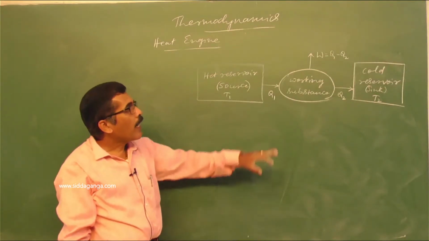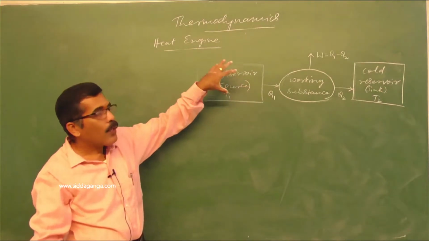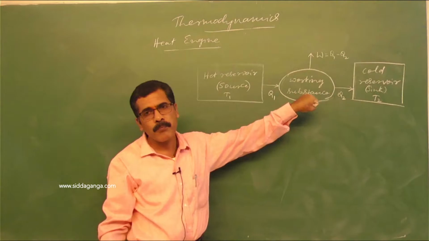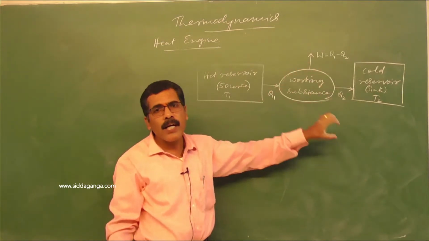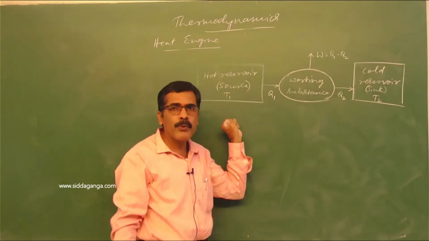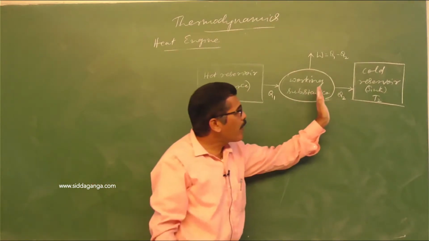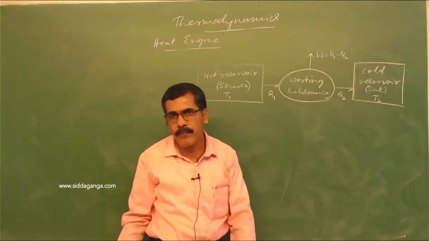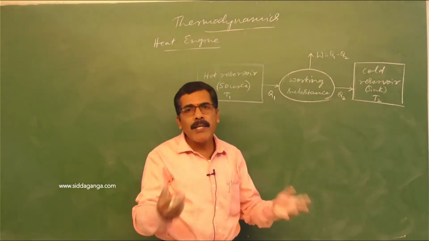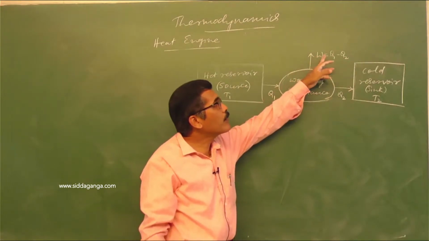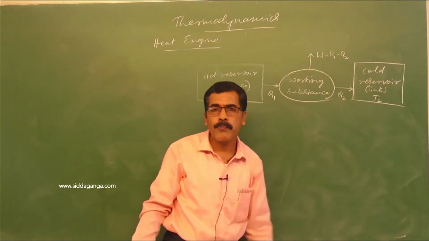So therefore, we have an arrangement wherein there is a hot reservoir, a cold reservoir, and a working substance. The working substance absorbs a certain quantity of heat Q1 from the source, and it rejects part of the heat Q2 to the sink. The remaining heat is converted into useful work given by W is equal to Q1 minus Q2.